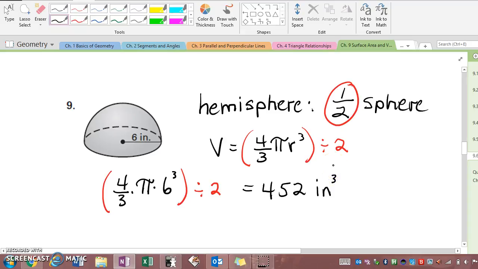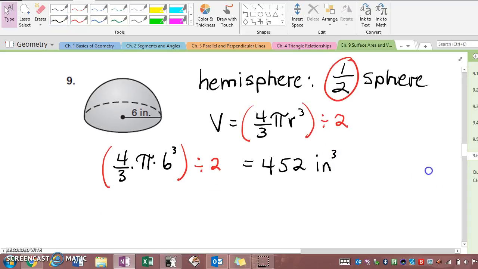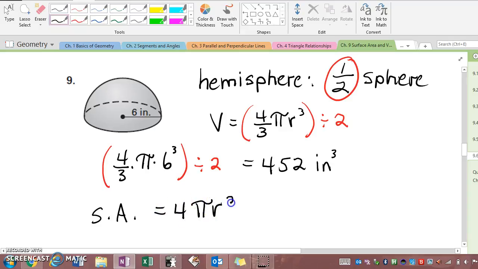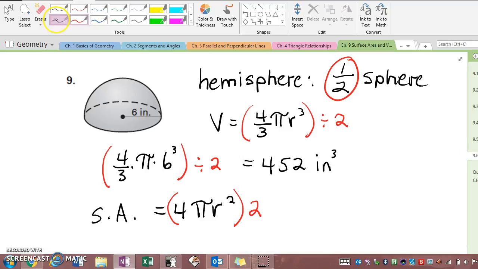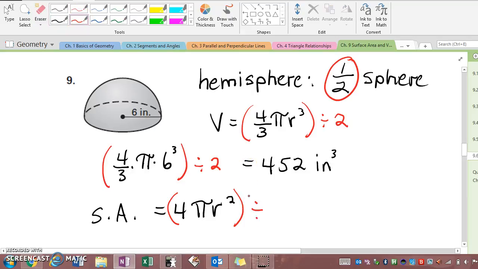If I asked you to find the surface area of this, and let's go back to that. Surface area, remember, equals 4 pi r squared. For a hemisphere, what do we have to do to that? We have to cut it in half. Okay, so let me put that division sign in there. I forgot to put the division sign in, didn't I? Divide by 2.